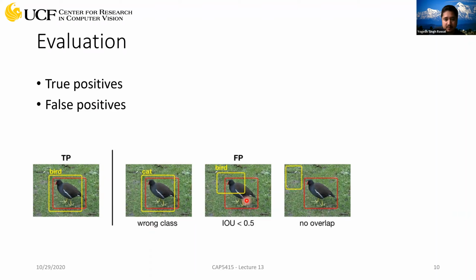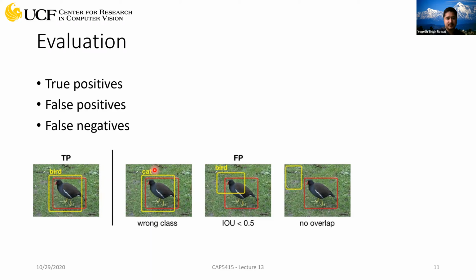The other case of false positive is when you predicted the correct class, you are saying it's a bird, but the intersection over union is pretty low. It's less than 0.5. And again, this detection will go into false positive. And the other false positive is when, irrespective of the class, there is no overlap at all. So that will also go into false positive. The important thing here is that it's not just the overlap you have with the ground truth, the class is also important.